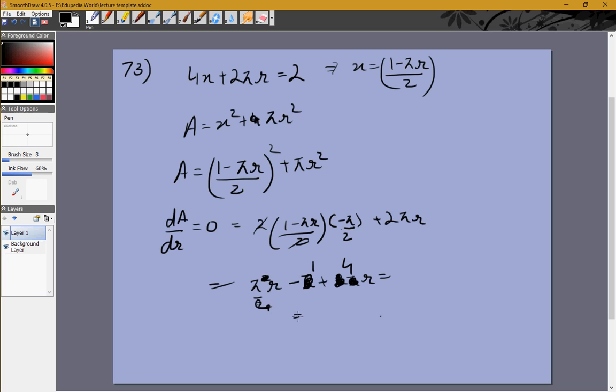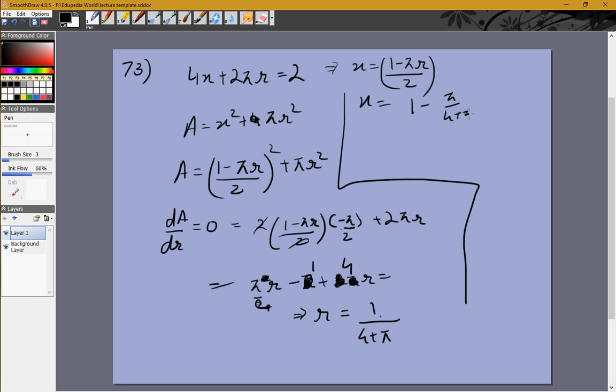This is just 1. And what we can see is 4r plus pi r is equal to 1, or r is equal to 1 by 4 plus pi. Now from this equation we can try to calculate x. X is equal to 1 minus pi by 4 plus pi by 2. So this is 4 plus pi minus pi, or 4 by 4 plus pi by 2, is 2 pi by 4 plus pi. So we can easily see the relation between x and r is that x is equal to 2r, which means the answer is option 3.